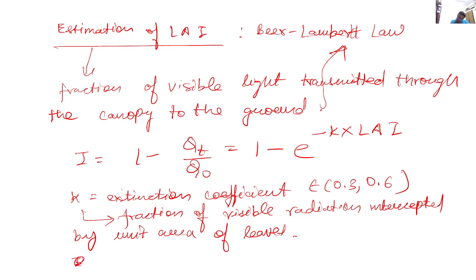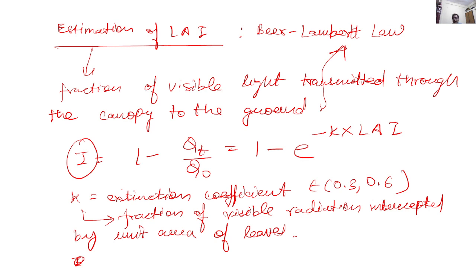Here, I is the fraction of light intercepted by increasing layers of leaves. Then Q naught is the visible radiation on cloudless days incident over the canopy, and QT is basically the visible radiation transmitted through the accumulated layers of leaf. So that is its logic basically. And this LAI you will study.